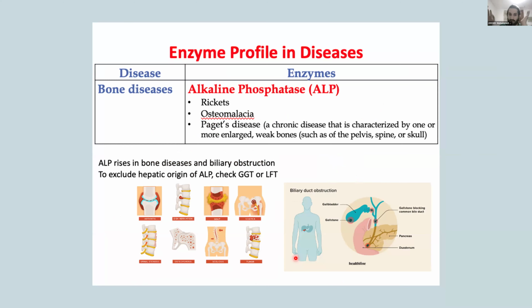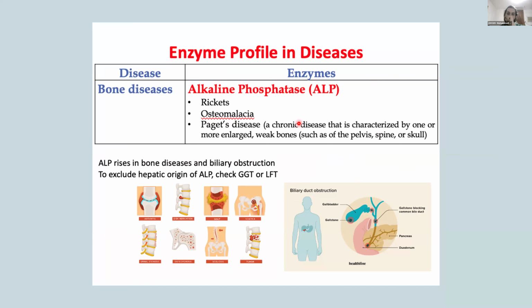Now we finished the liver, we finished the heart. Let's go into the bone. Bone, only one enzyme we have to know is the one that we mentioned a bit ago, alkaline phosphatase. No need to know which step it has a role in. It just increases in the bone diseases, whether it was rickets, osteomalacia, Paget's.